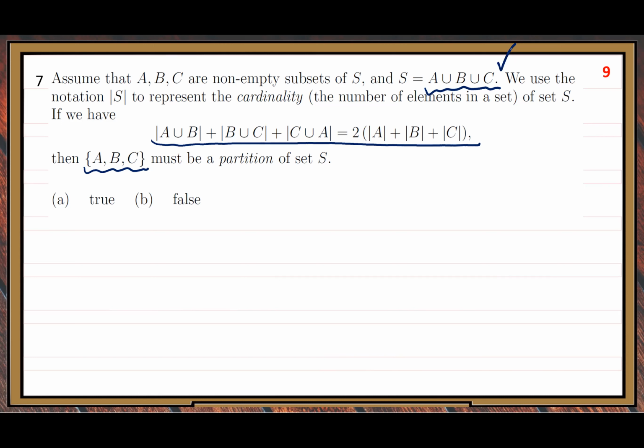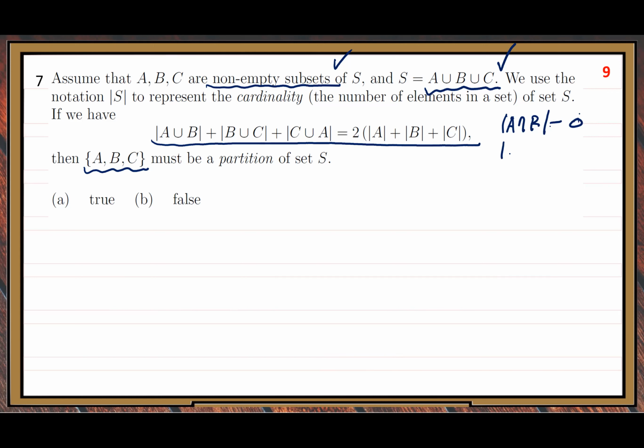Second condition, each subset must be non-empty. Each subset cannot be empty. Given non-empty subsets, our second condition is also satisfied. The third condition is no overlap. That means the intersection of every two sets should be the empty set.